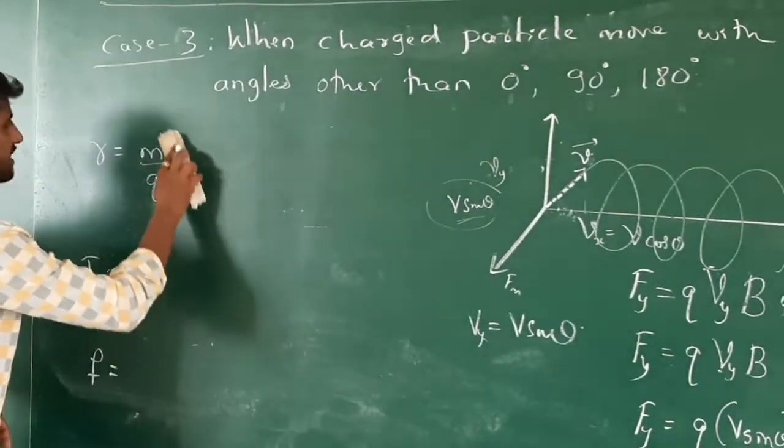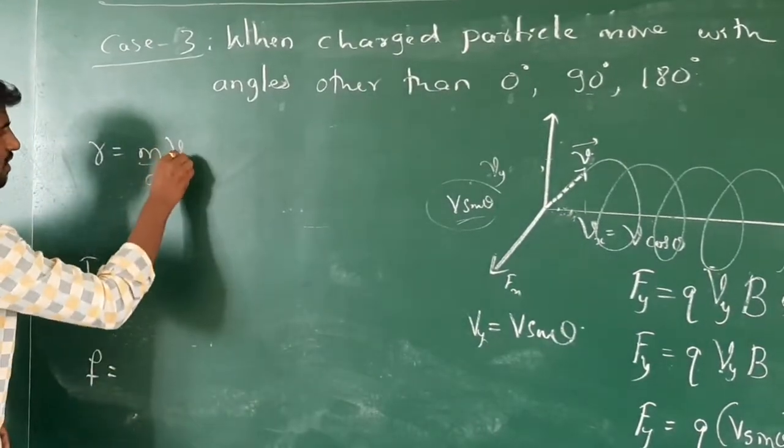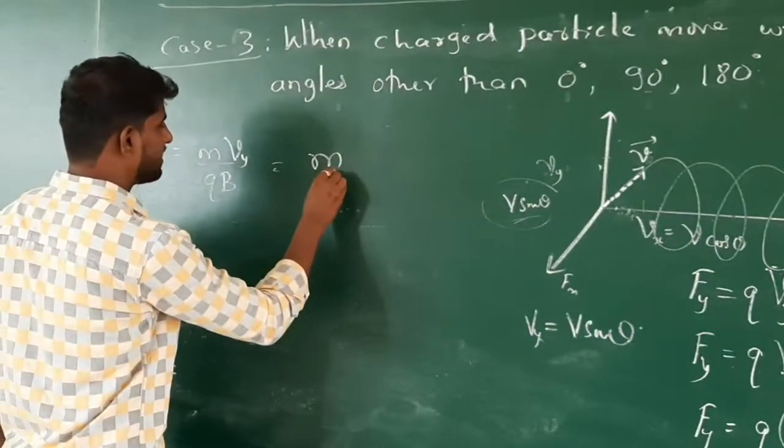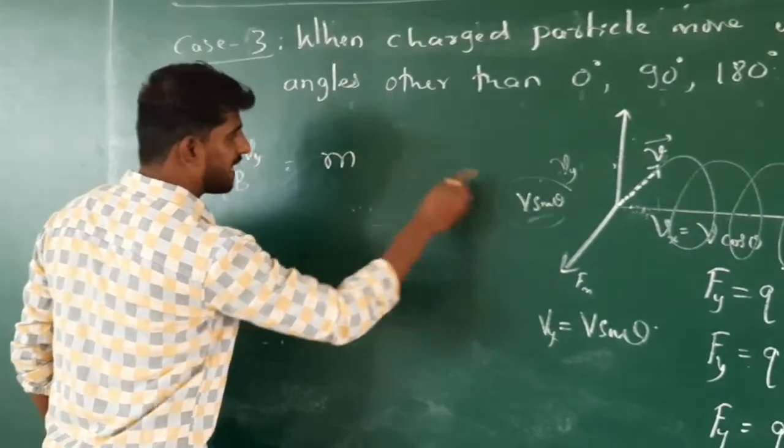So I will write this as, instead of V I will change it to Vy. Okay, what is the value of Vy? m as it is, Vy value is V sin theta.